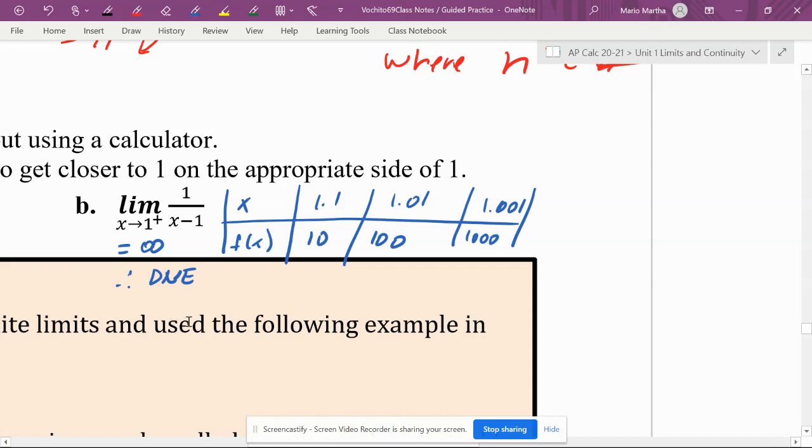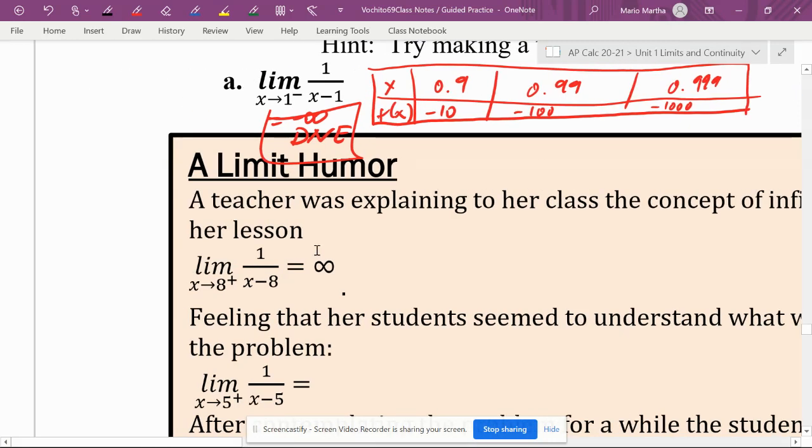And then you guys can read the little math joke right there. Hopefully you guys get it.